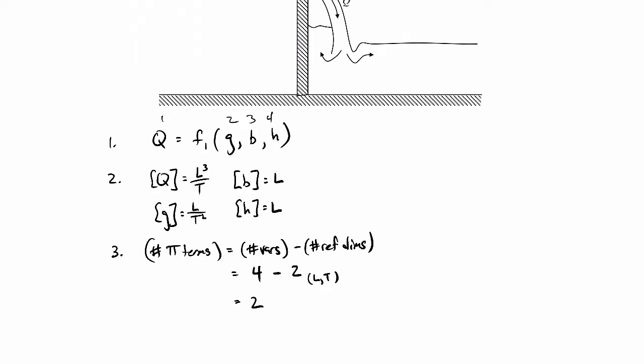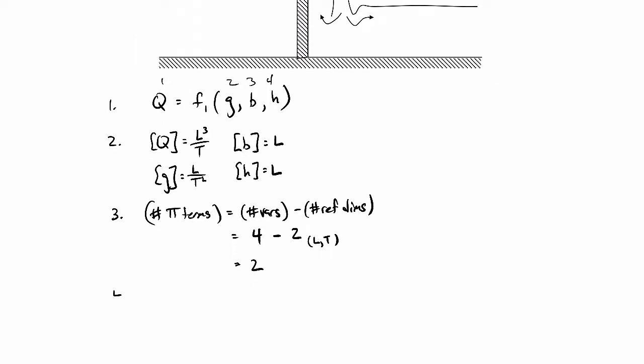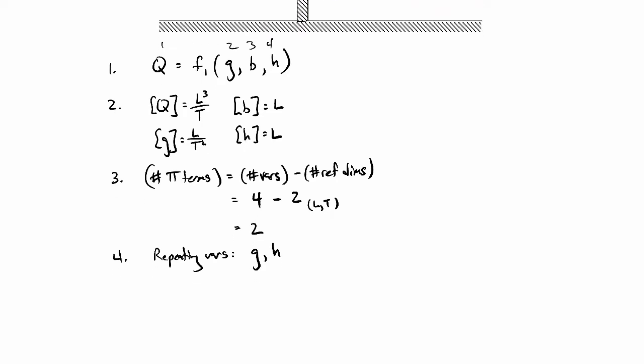To find those pi terms, we'll use the method of repeating variables. So we need to choose some repeating variables to make the other variables dimensionless. The 2 repeating variables I'll choose need to be from the right-hand side. I'm going to just choose G and H as my repeating variables. G has a time in it, H has a length in it. And then we'll go ahead and find our pi terms from those.